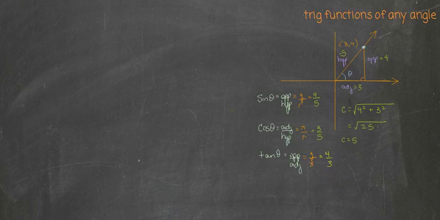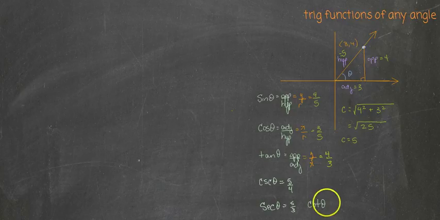And so my inverse functions would be the cosecant of theta, the inverse of sine, 5/4. The secant of theta is the inverse of cosine, 5/3. And the cotangent of theta is the inverse of tan, 3/4.